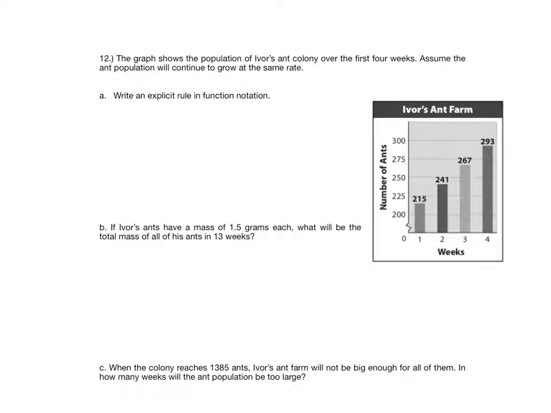It is a 3-part problem, number 12. So first it's asking for an explicit rule. So we need our f of 1, we need our first term, and we need our common difference, right? So pause it, try to figure this out on your own before you watch me do it.